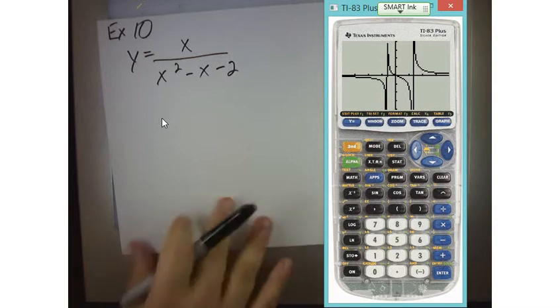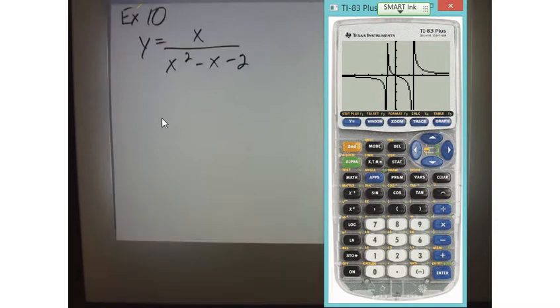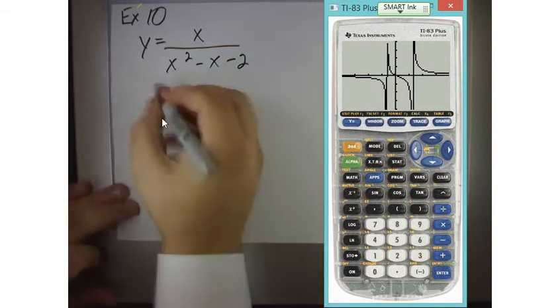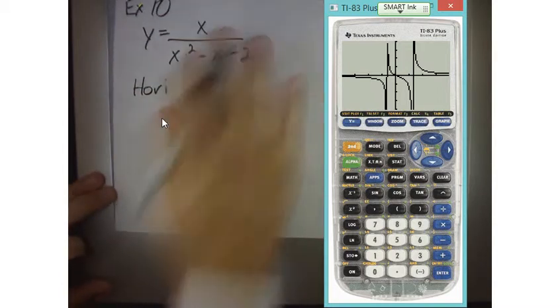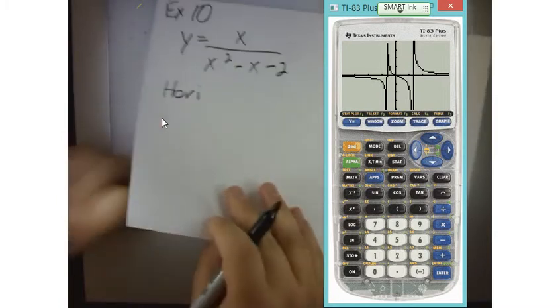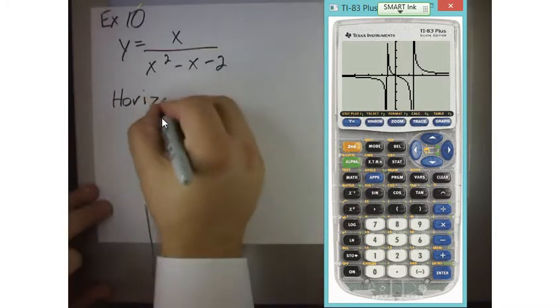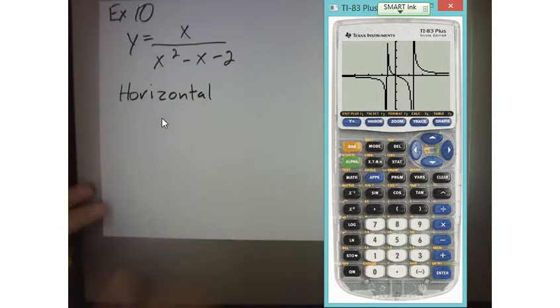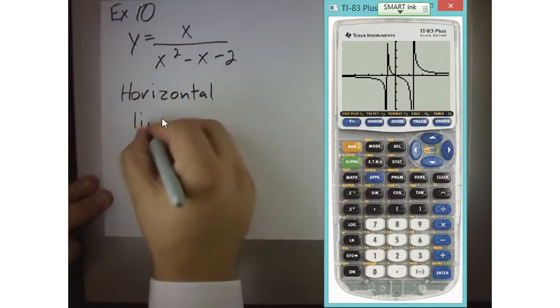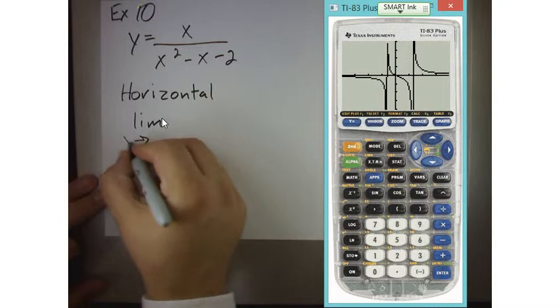Well, what do you want to do? Horizontal or vertical asymptotes first? Let's do the horizontal. So now for horizontal asymptotes, what we're looking for is the end behavior. Alright, we're going to study the end behavior. So what we're really doing is we're looking to see what the limit of this thing is as x approaches infinity.